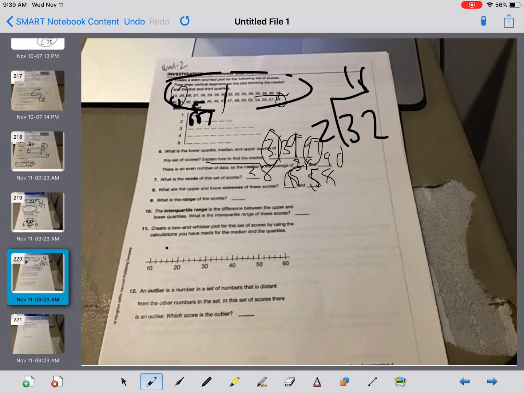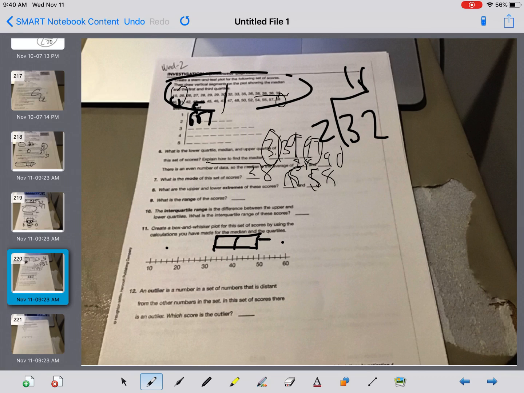Number 11 says, create a box and whisker plot for this set of scores by using the calculations you have made. Step 1, what's my smallest number? 15. Put a dot. Step 2, what's my biggest number? 58. Put a dot. Step 3, what's my lower quartile? 31. Put a dot. Median, 39. Dot. Upper quartile, 47. Dot. My dots are a tad off.